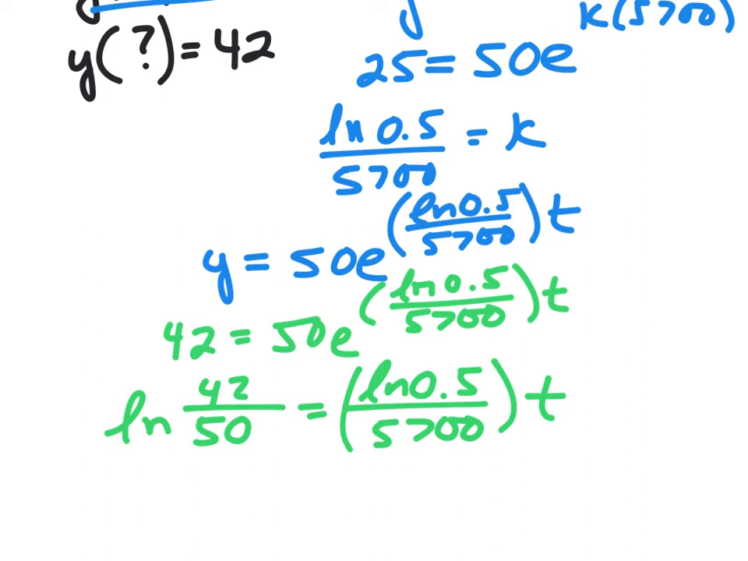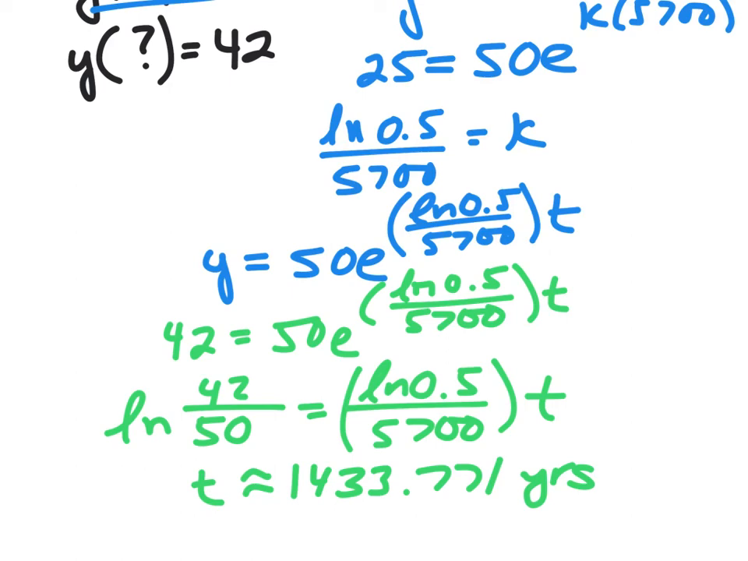And then of course just divide what you have in parentheses here to the other side. Be careful typing it in your calculator, watch your parentheses. And once I do so, I end up with time is approximately 1433.771 years. So this is how long, in terms of years, it would take for carbon-14 to decay from 50 grams to 42 grams. Very long time for 8 grams to decay.